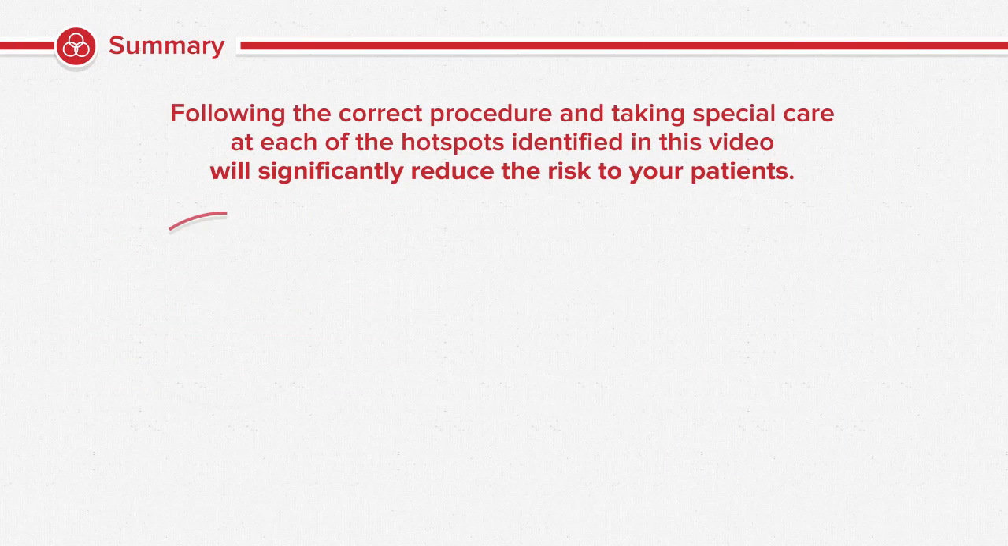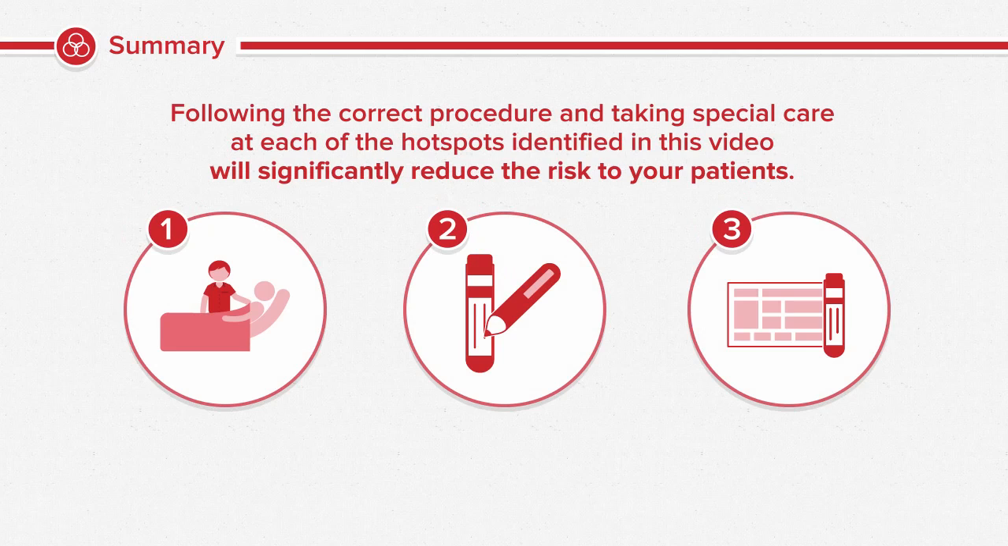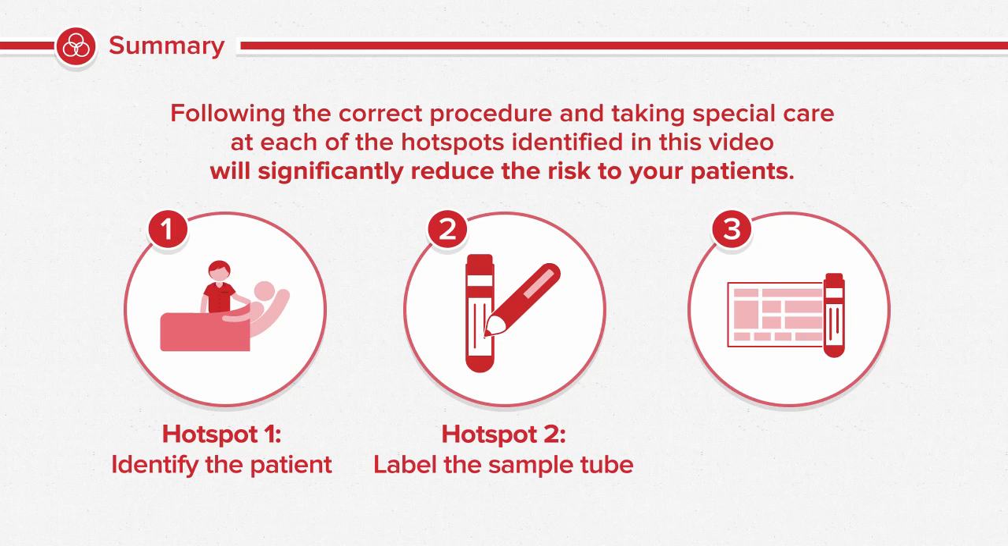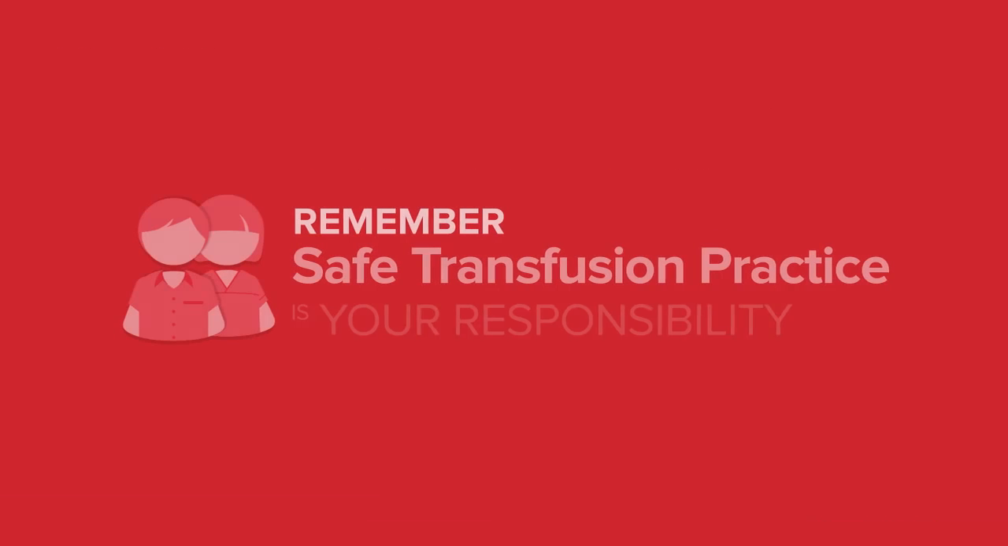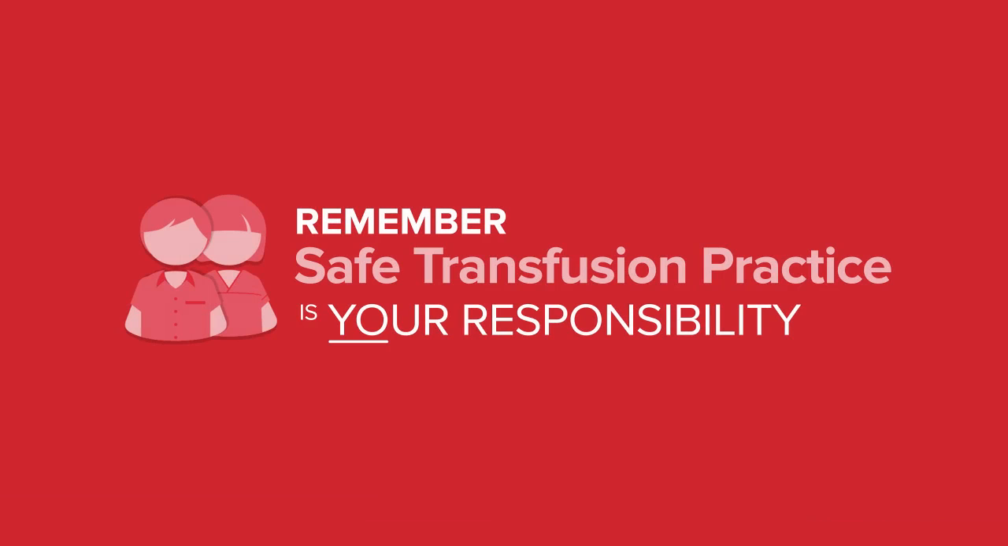In summary, following the correct procedure and taking special care at each of the hotspots identified in this video will significantly reduce the risk to your patients. The next time you take a blood sample for pre-transfusion testing, remember the following hotspots. Identify the patient by verifying their first name, last name, and date of birth against a unique patient identifier. Label the sample tube at the patient's side. Check that the patient's details written on the sample tube match the details written on the blood request form. And remember, safe transfusion practice is your responsibility.